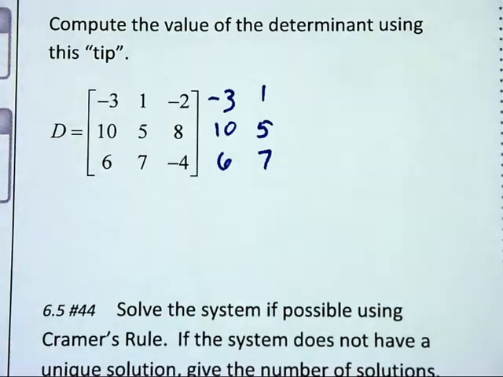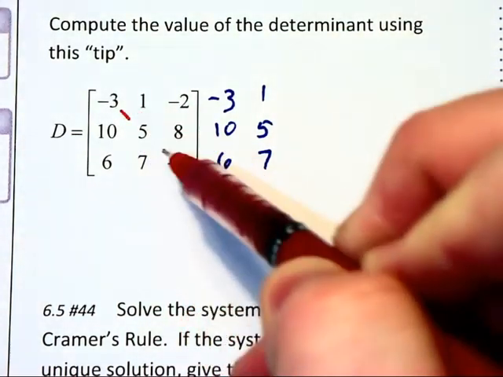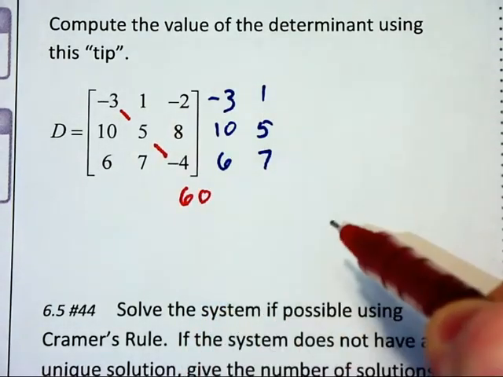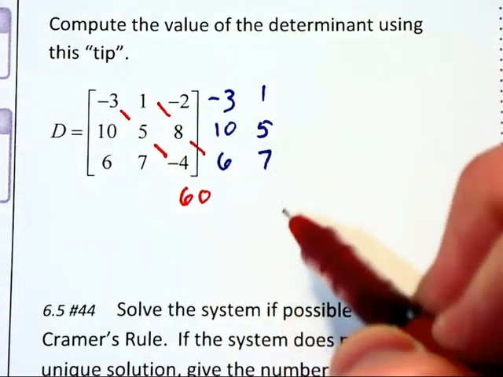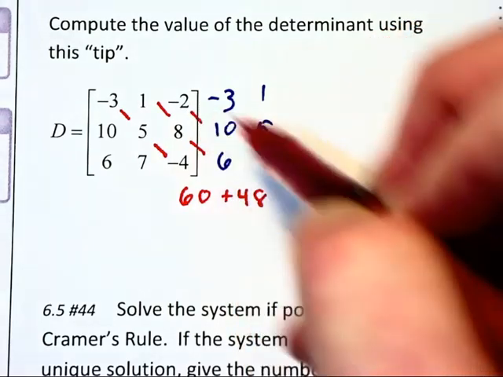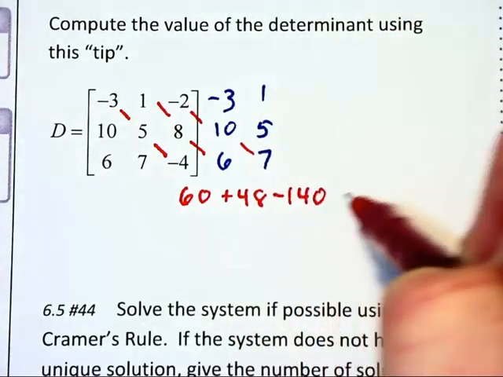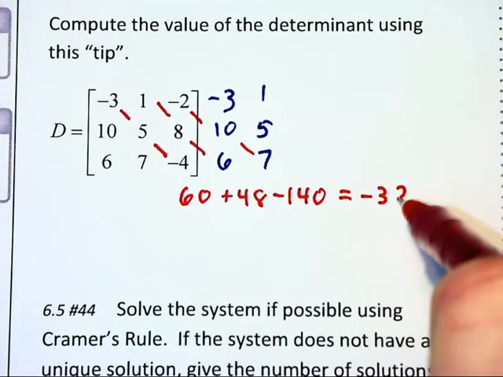After that, we're going to begin multiplying diagonals. The first diagonal is -3 times 5 times -4, which has a product of 60, which I'm going to write down below. The second diagonal, 1 times 8 times 6, is 48. And the third diagonal, -2 times 10 times 7, has a product of -140. Adding across the bottom here, we get -32.